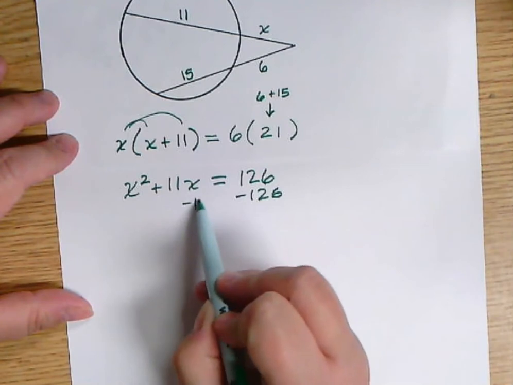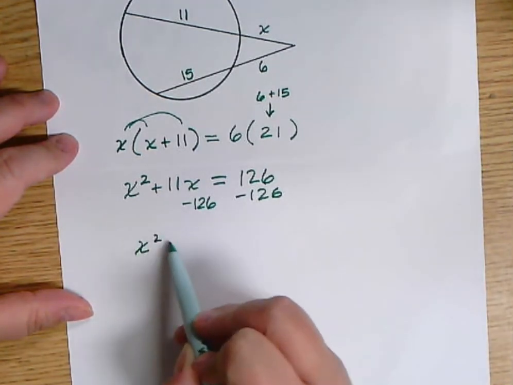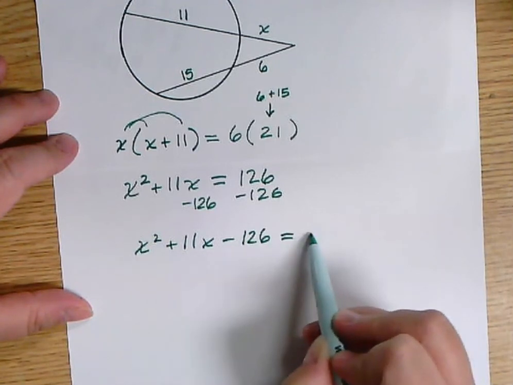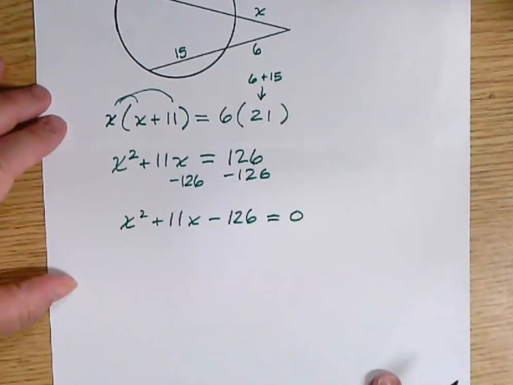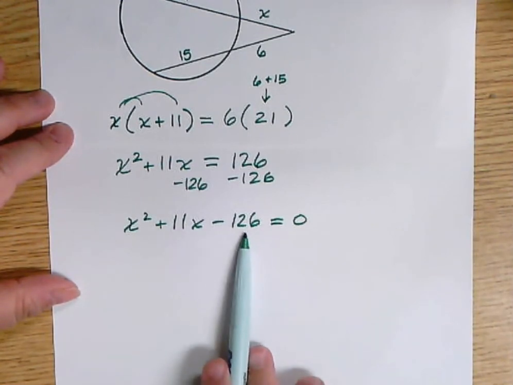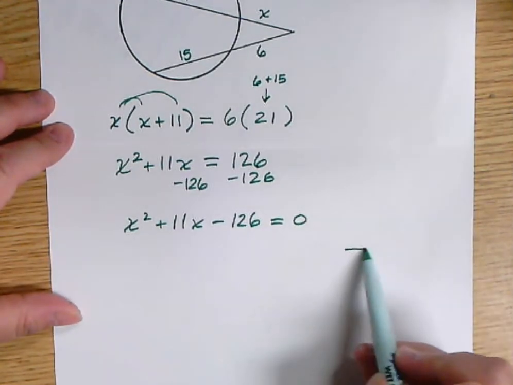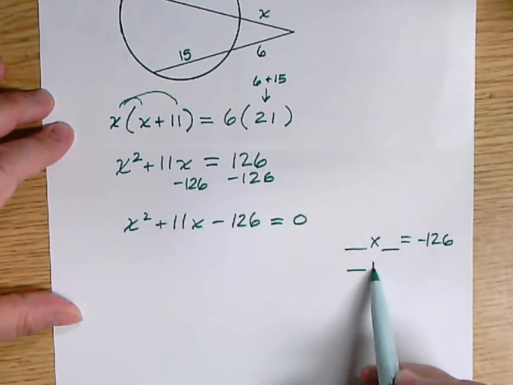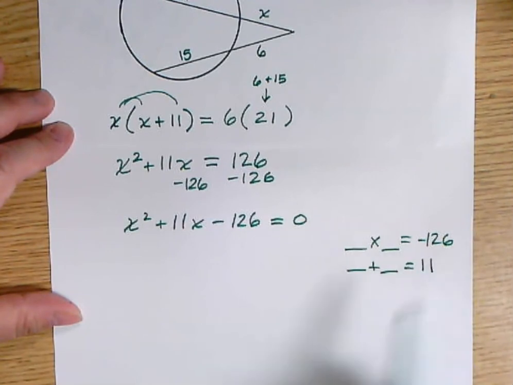Instead, we're going to have to move everything onto one side, which is what we do if we're trying to solve a quadratic any other way other than taking the square root. And now I'm going to try to figure out whether or not this can be factored, or maybe if I want to use the quadratic formula. In order to see if it can be factored, I need to know if there's two numbers that multiply to give me negative 126 and add to give me 11. So think about that for a sec.